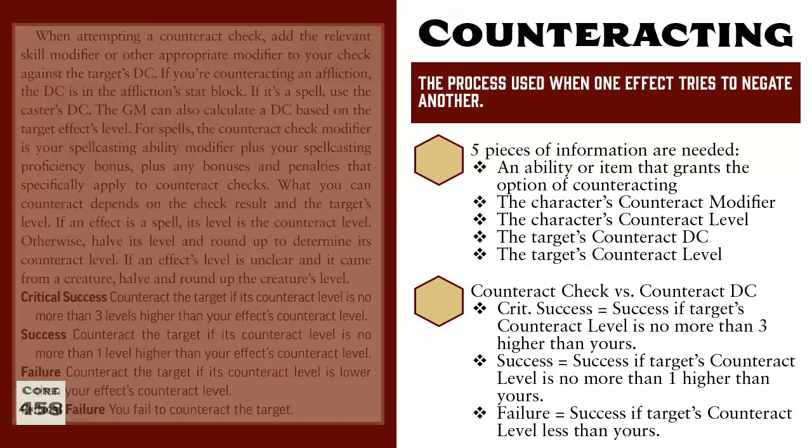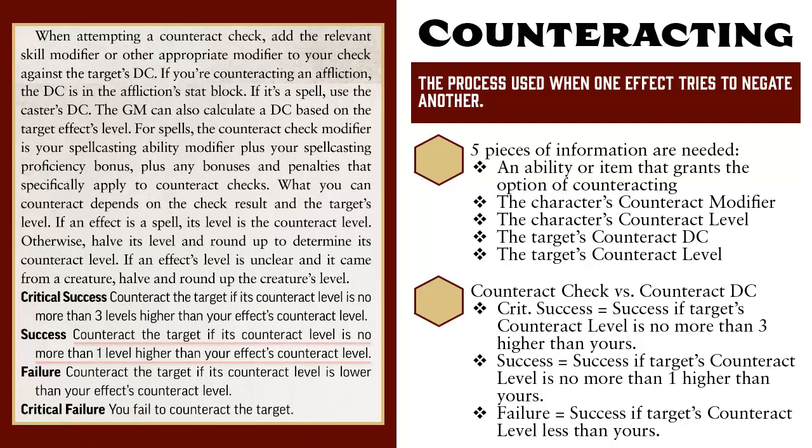On a successful counteract check, you put the fire out if its counteract level is no more than 1 higher than your counteract level. On a critical success, you put the fire out if its counteract level is no more than 3 higher than your counteract level. On a failure, you still put the fire out if its counteract level is lower than your counteract level. And on a critical failure, you don't put the fire out no matter how big your bucket of water is.